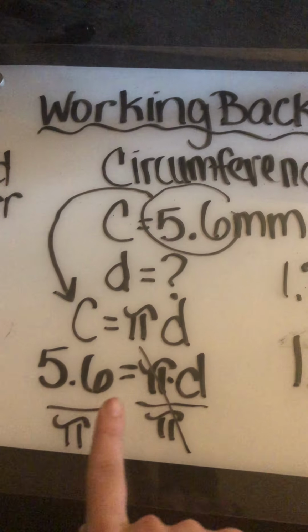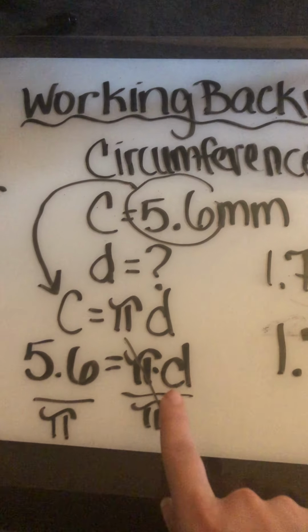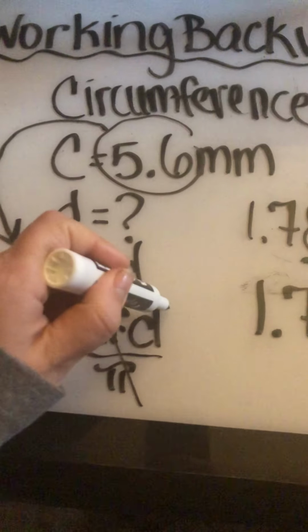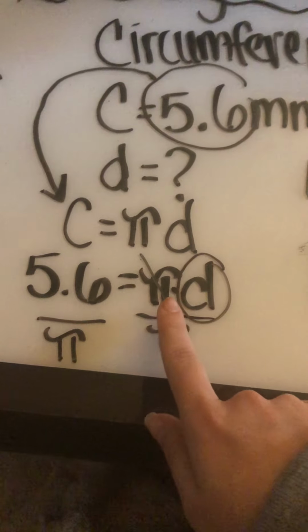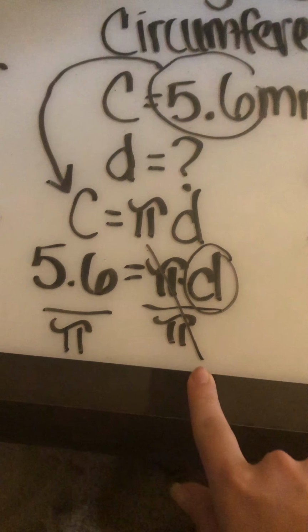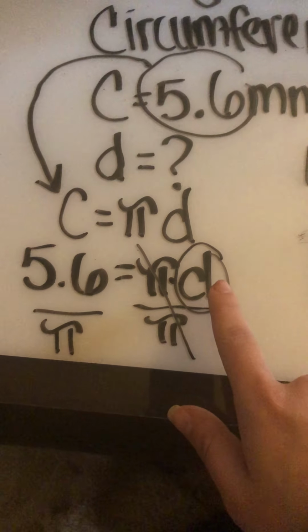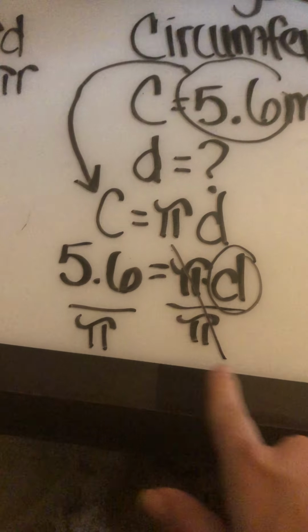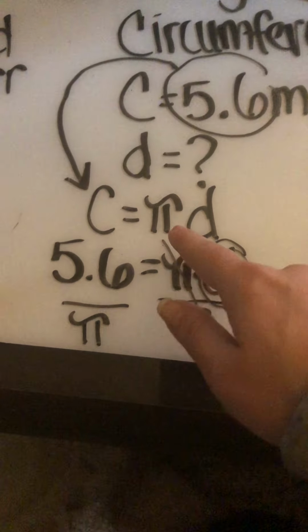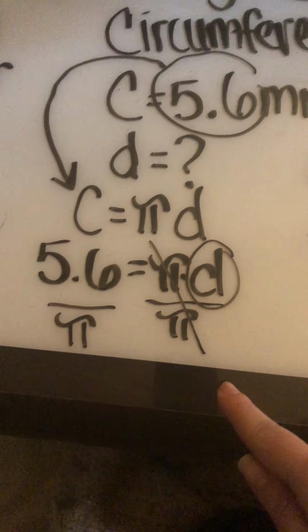We now have 5.6 equals pi times diameter. My goal is to isolate D. So in order to isolate D, we do the inverse operation, which would be division, since pi is multiplying our diameter. If I divide by pi here, I must divide by pi on the other side to keep my equation balanced. Anytime you divide something over itself, it equals 1.